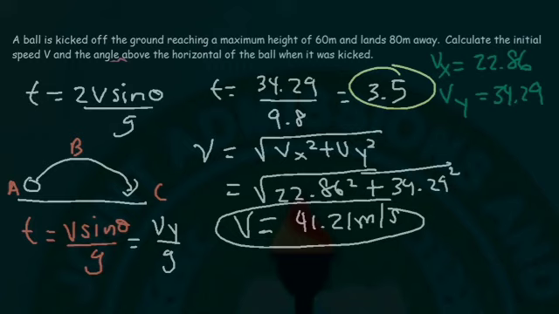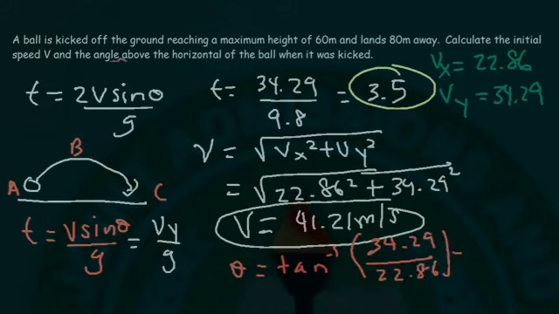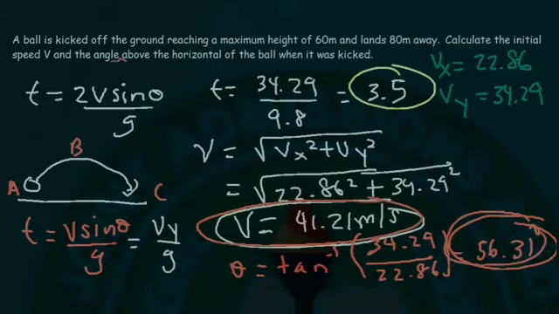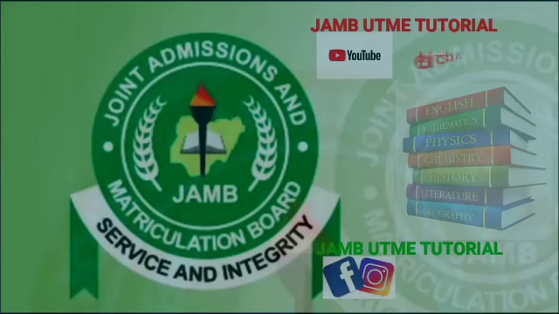Now if you want to find the angle theta, it's just inverse tangent of Vy, 34.29, divided by Vx, 22.86. And that's about 56.31 degrees. And that's it for that problem. So we have the initial speed v and the angle at which it was kicked.